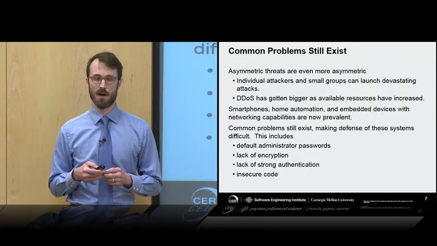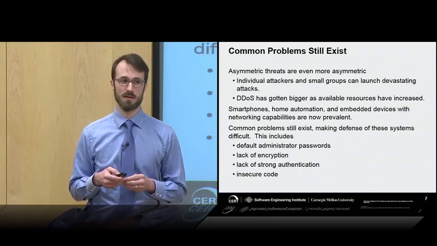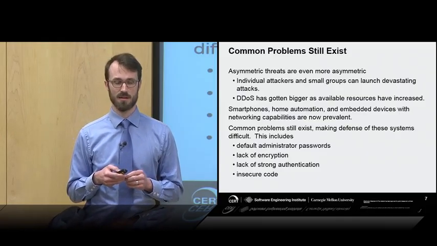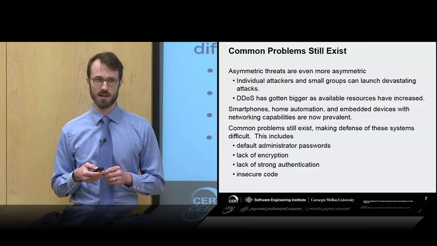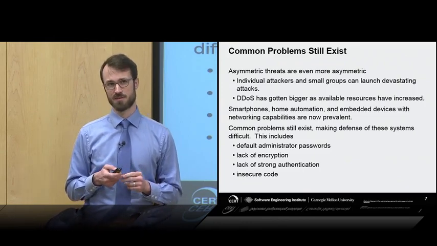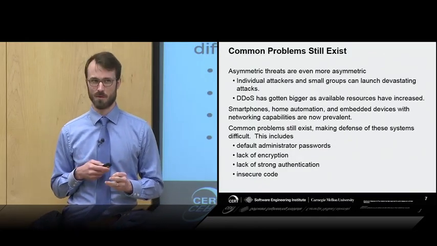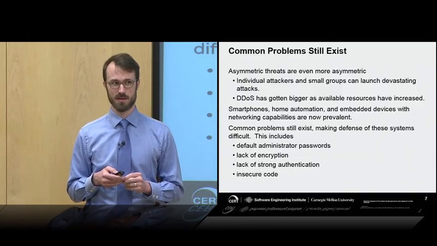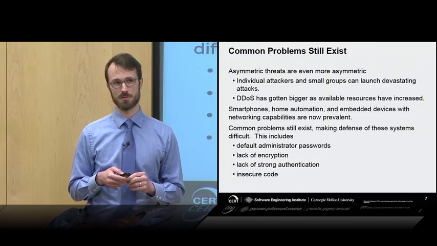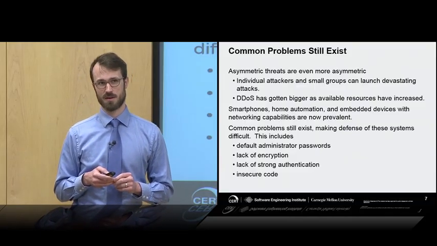In addition to botnets still being around, denial of service has also come back even more into vogue because of the ability of attackers to amplify their attacks via the use of vulnerable both DNS and NTP servers. In addition, smartphones, home automation, embedded devices, and the networking of all those are just giving the attackers more places to attack, more places to look for vulnerabilities, and more places to steal information or to commit espionage or sabotage or whatever it is they're interested in. So common problems still exist, and defending those systems is still difficult.